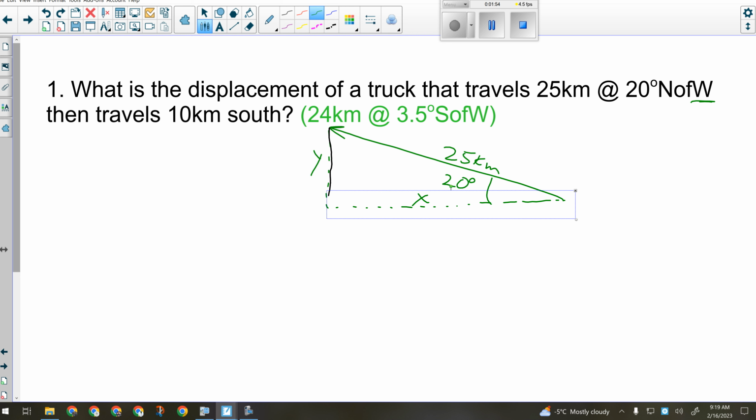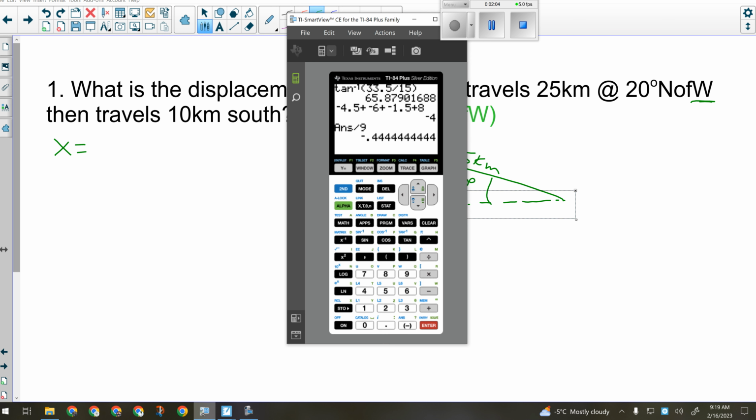I say, all right, here's the x component of the 25, here's the y component of the 25, and I calculate them right off. So x is the adjacent side, so what trig function should I use there? Cos, yeah, I'm looking for the adjacent side, I have the hypotenuse. So I'm going to go cos of 20 degrees times 25, the hypotenuse.